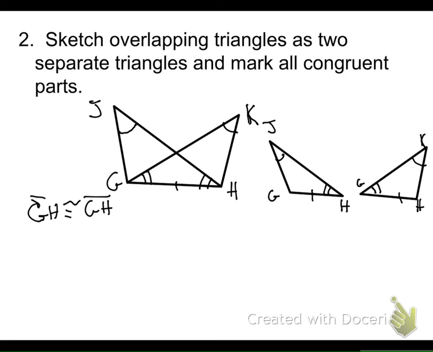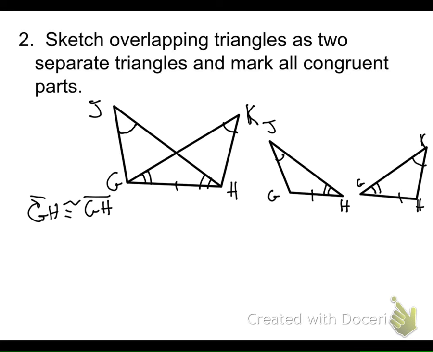You're on the right track. We have two angles and a side, so it's either AAS or ASA. Is it ASA? ASA implies that the side is in between the two angles. Is the side between the two angles? No. It's not the included side.